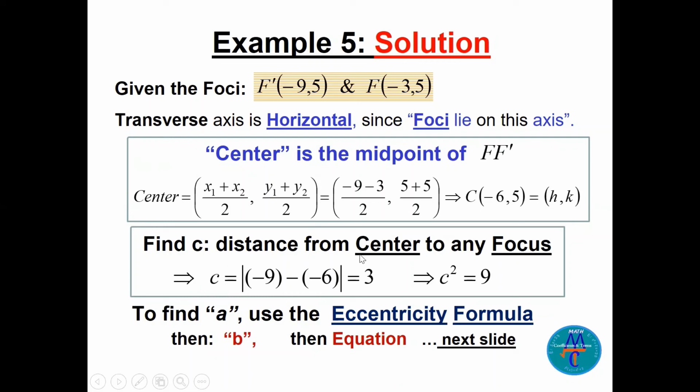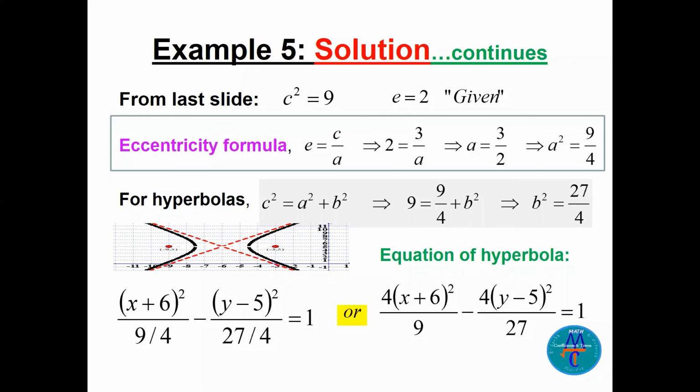Now c is the distance from the center to any focus. So c will be the absolute value of minus 9 minus minus 6. It will be 3, so c squared will be 9. So from the last slide, we see that c squared is 9, so c will be 3, and the eccentricity equals 2 is given. We go to the eccentricity formula, e equals c over a. 2 is e, c is equal to 3. We put a there, so a is 3 over 2. Square it, a squared is 9 over 4.